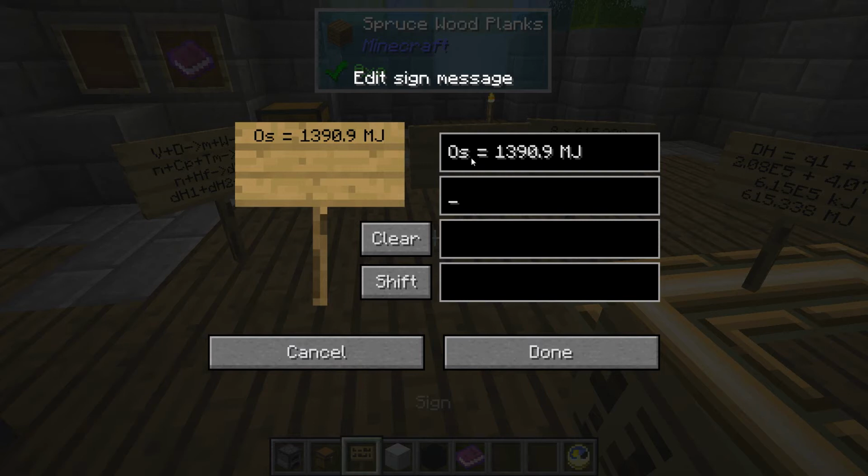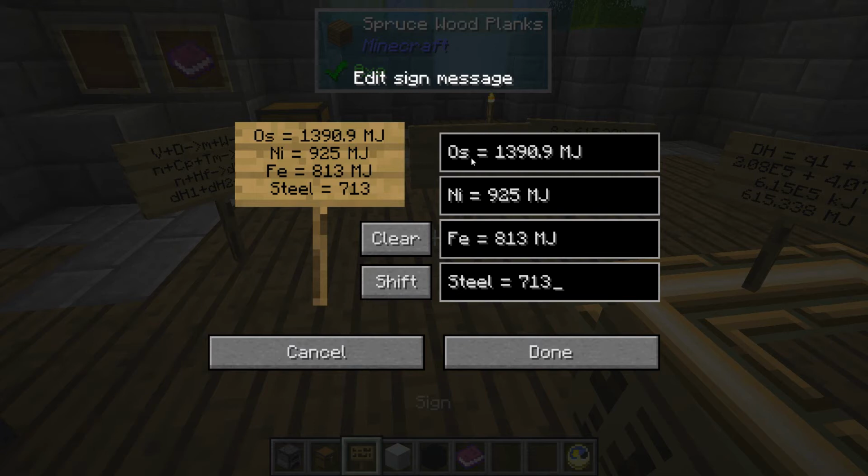In second place, if you've done all your math, you'll notice is nickel at about 925 megajoules. Third place is iron at 813 megajoules. And our fourth place winner is actually steel at about 790 megajoules. Sorry, I have to look at all my numbers and I'm getting them all mixed up.